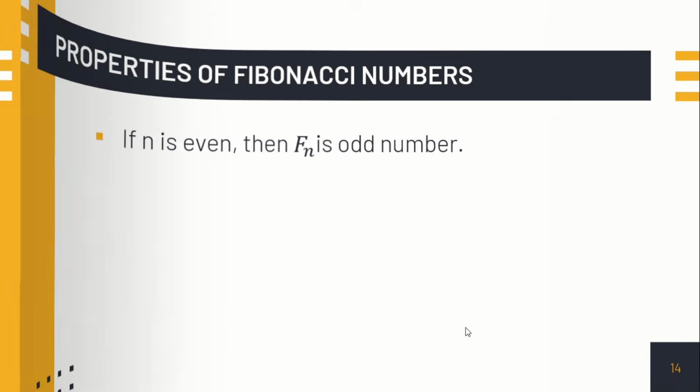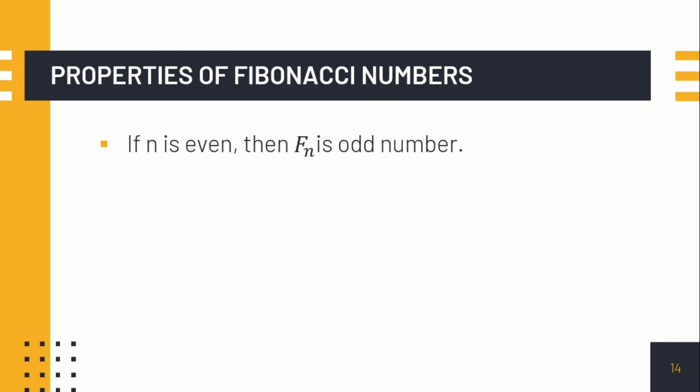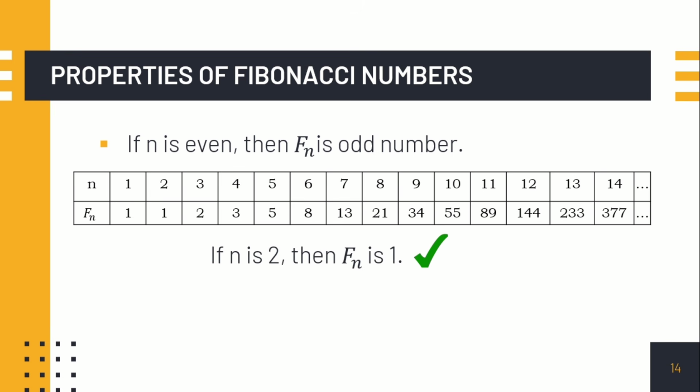Another, if n is even, then f sub n is odd number. So, check natin. Kapag ang n mo ay 2, sabi daw kapag ang n ay even number. So, ano ba yung even number? 2, 4, 6, 8, 10, and so on. So, kapag even number daw, tingnan natin, kapag yung n mo ay even number, then yung f sub n mo, ang sagot daw ay odd number. Check natin. Kapag 2, yung sagot ay 1. Tama, kasi 1 is odd number, 2 is even number.